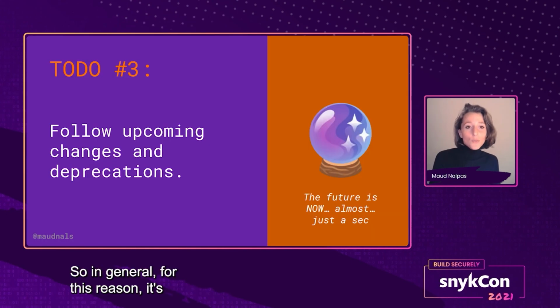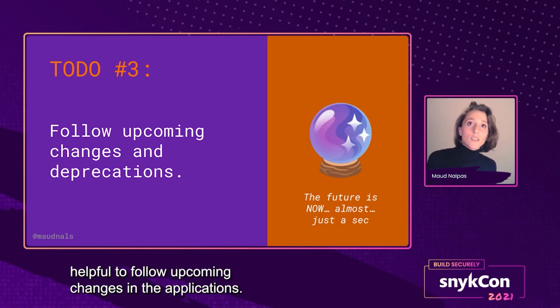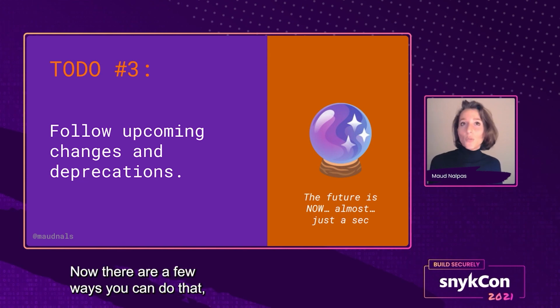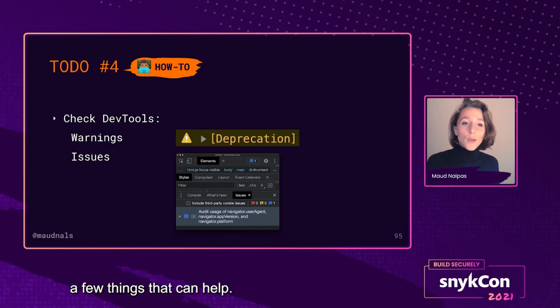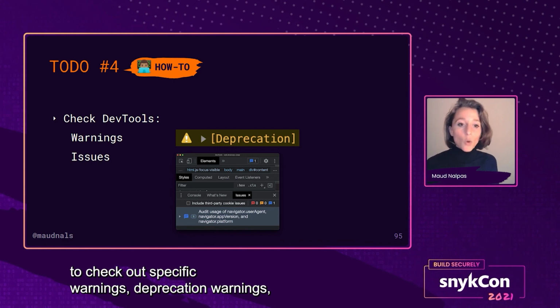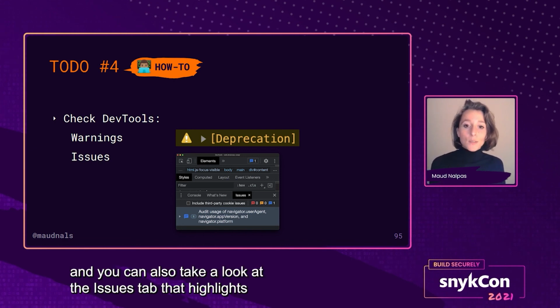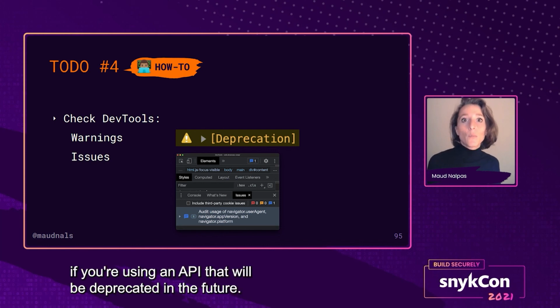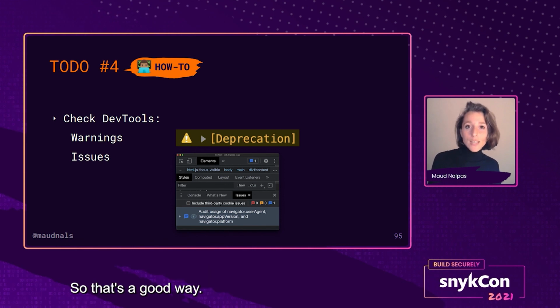So in general, for this reason, it's helpful to follow upcoming changes and deprecations. So that would be to-do number 4 for you. Now, there are a few ways you can do that. One thing is DevTools. In DevTools, there is a way for you to check out specific deprecation warnings, and you can also take a look at the Issues tab that highlights different issues in your code, including if you're using an API that will be deprecated in the future. So that's a good way.